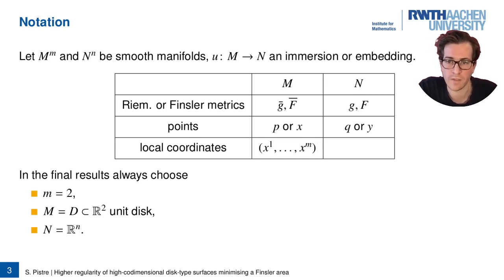And always keep in mind, in the final results we'll always have m equals 2, the disk will be the domain, the two-dimensional disk, and the target will be R^n. But most of the intermediate results, they do apply for arbitrary dimension and codimension.